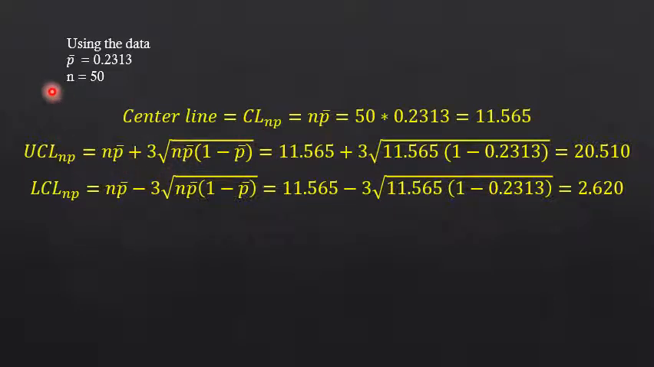After that, in the upper control limit formula we put all the values, that is n equal to 50 and P bar equal to 0.2313, and then we get the upper control limit for the NP chart equal to 20.510. After that, similarly, we get the lower control limit equal to 2.620. With the help of all these three values, we are going to plot the NP chart.